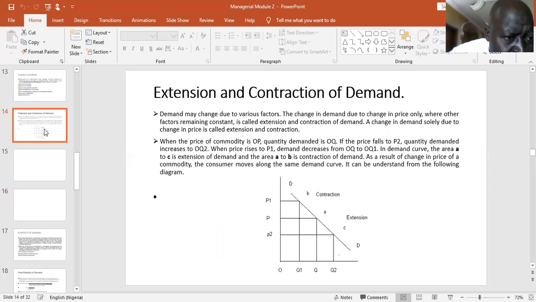Now, extension and contraction of demand. This is just explaining how demand increases or decreases, a movement along the same curve. If the price comes down, more quantity will be purchased. If the price goes up, less quantity will be purchased.